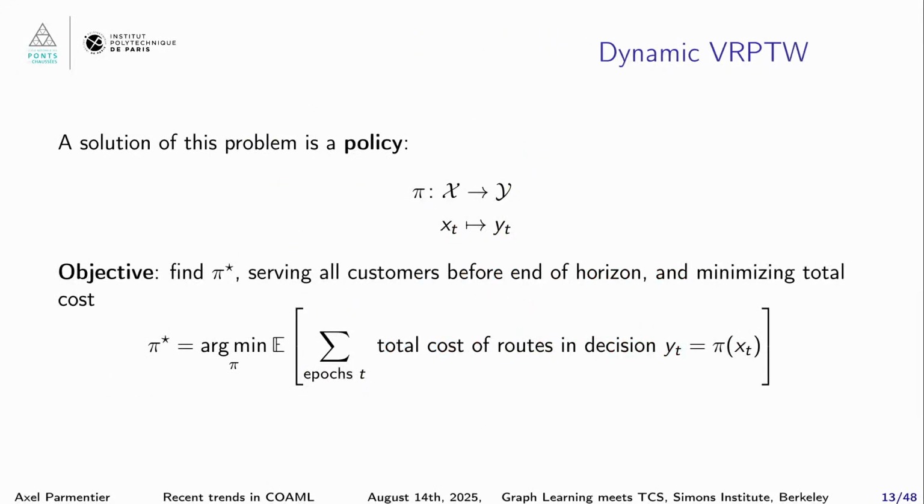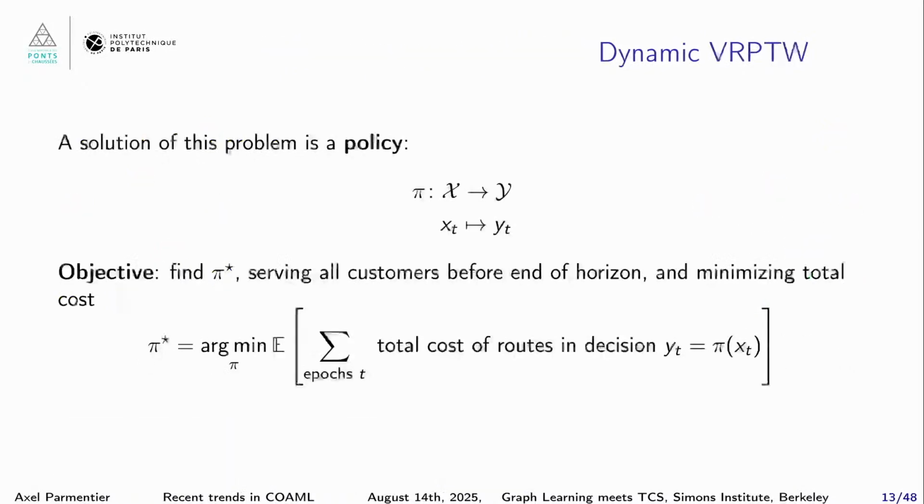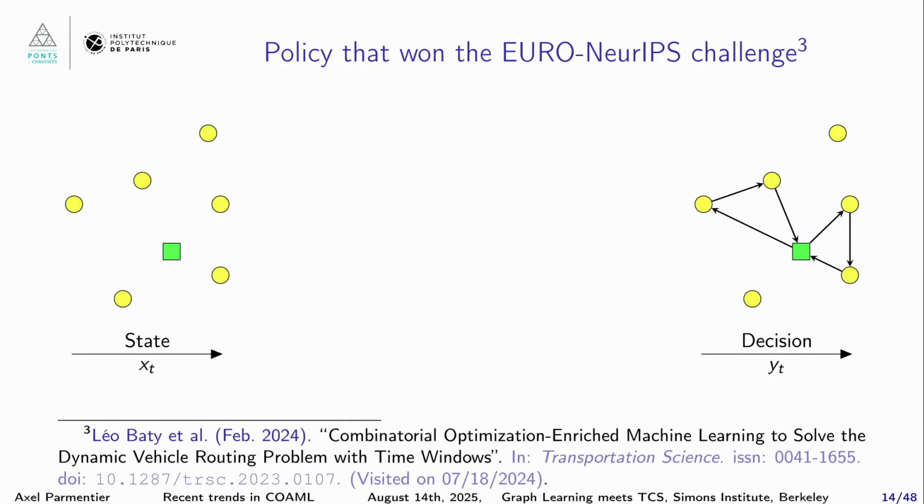And so basically your objective is to find a policy that, given the current state, that is the set of unserved requests, maps these to the requests you are going to serve now and the routes to serve them. And the goal is to minimize the expected cost of serving everyone, because you are going to serve everyone. So this was the topic of the EURO-NeurIPS challenge in 2022. And the way we solved it was the following.